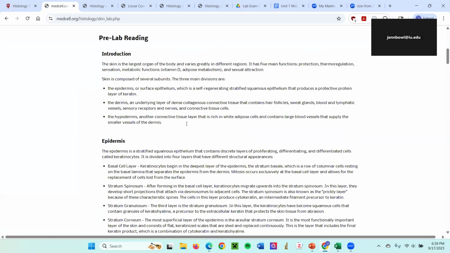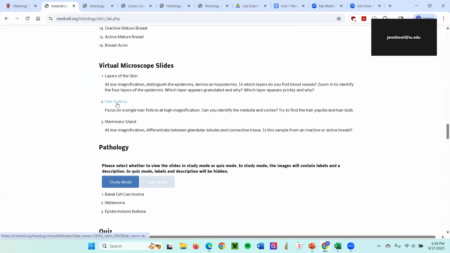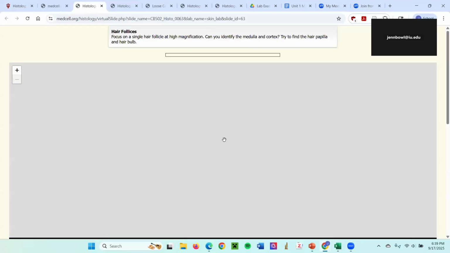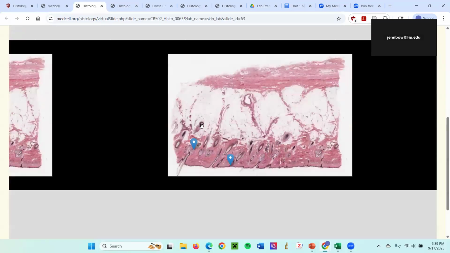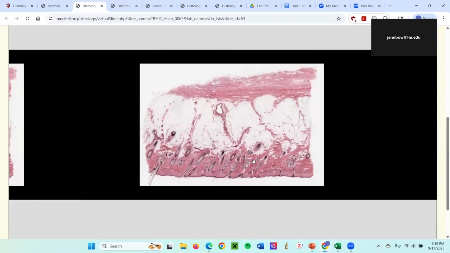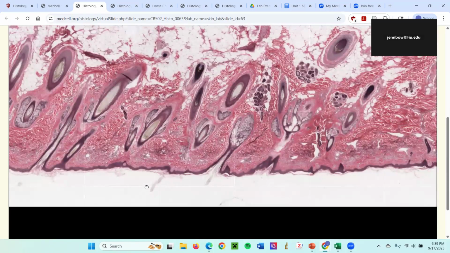So if we go into the skin lab and scroll down, we're going to find a slide here called hair follicles. So this is what we want. This is going to give us thin skin that has hair on it. And again, it is upside down, so I apologize for that. But we'll just orient ourselves. So again, this would be the apical surface, the external facing surface.